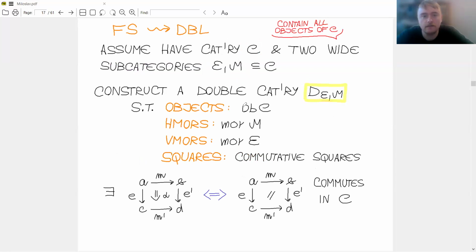This is a double category in which objects are the objects of C. Sorry, the horizontal morphisms are morphisms of M, vertical morphisms are morphisms of E, and squares are just commutative squares. So this is a square in the double category if and only if this commutes. And again, this is a flat double category, for example.